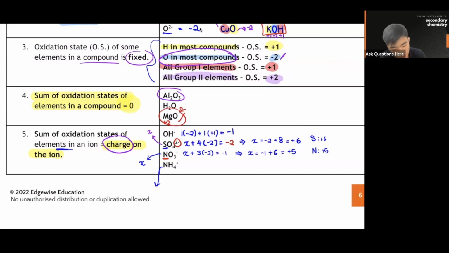If you are done with NO3, check your answer. And for NH4, once again, I will do this for you. I'm so sorry, this is 4. You can try out NH4 first before looking at the answer.